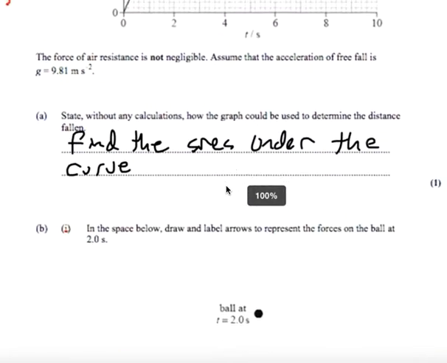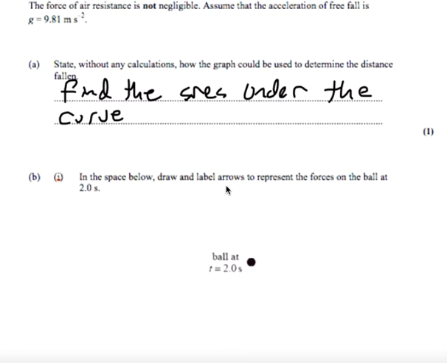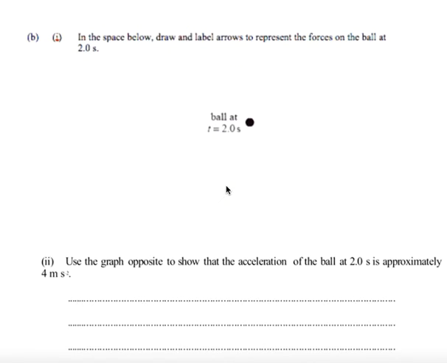Part B says, in the space below, draw and label arrows to represent the forces on the ball at 2 seconds. All right, well, if the ball is in free fall, then it's being attracted to the center of the Earth, which means that there's going to be weight acting on the ball. We also know that air resistance is not negligible, so there's going to be air resistance acting in the opposite direction.